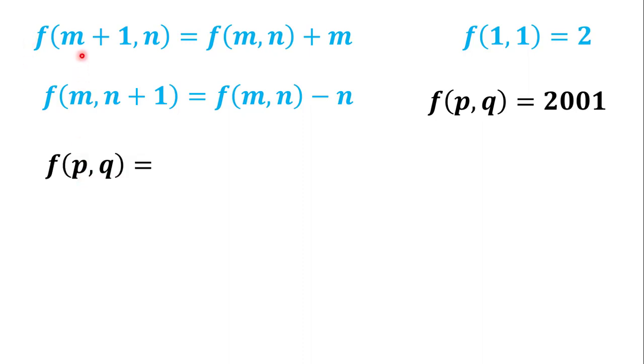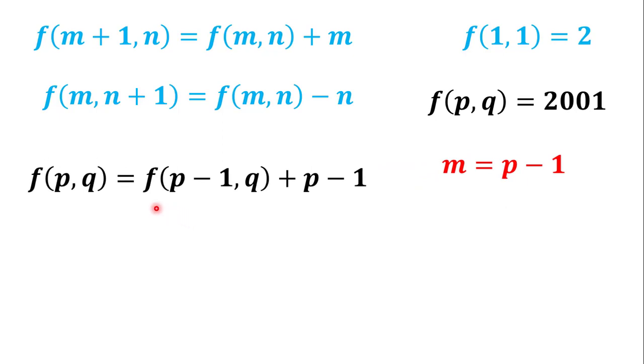If we put m plus 1 equals p, m is going to be p minus 1. Also, we put n equals q, so we can use this equation to find f of p and q, and f of p and q is going to be f of p minus 1 and q plus p minus 1, because m equals p minus 1.